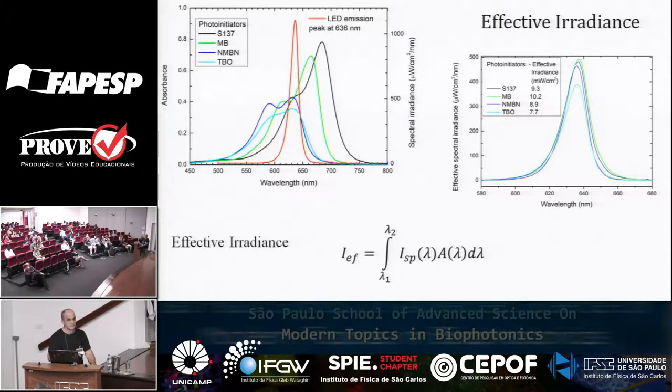An example is here with four different photosensitizers. You have one LED system with a peak at 636. You have some band. If you multiply and you have effective spectral irradiance, integrating this, we have some measurement. You have how many milliwatts per square centimeter you are interacting with your photosensitizer. So you can compare, okay. The main problem is that you are only comparing the interaction of your light with your photosensitizer. You are not saying anything about how this photosensitizer will produce some effect.